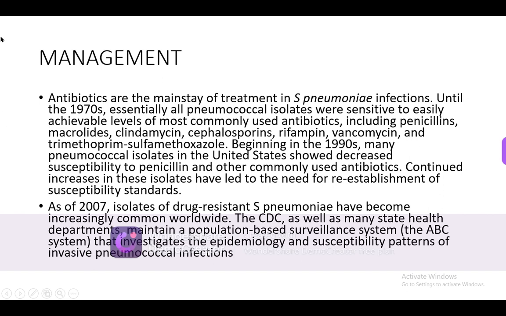Ceftriaxone. Beginning in the 1990s, many pneumococcal isolates in the United States showed decreased susceptibility to penicillin, that is benzyl penicillin or penicillin G, and other commonly used antibiotics. That is why it was established that clavulanic acid should be added to the broad-spectrum synthetic penicillin, that is amoxicillin. Amoxicillin with clavulanic acid is a very, very important tool for management.